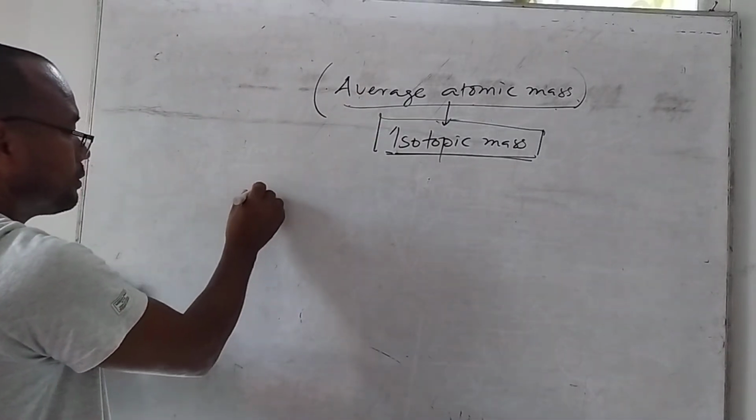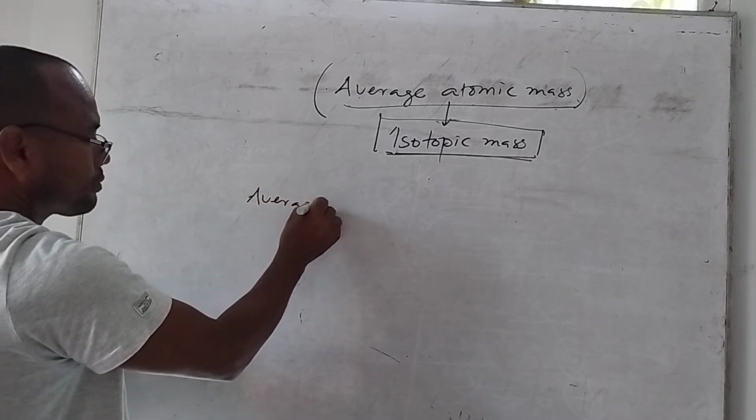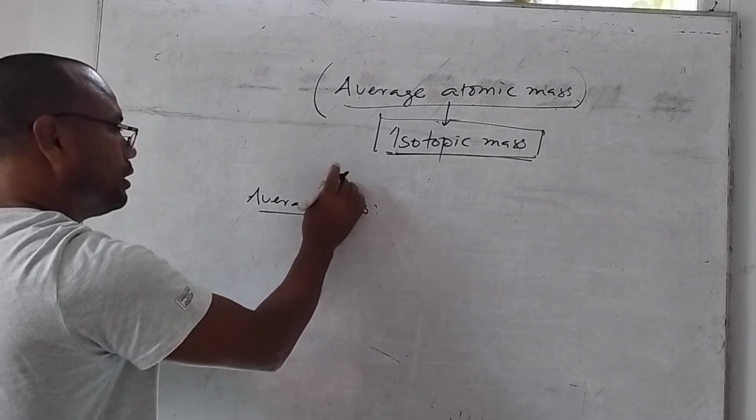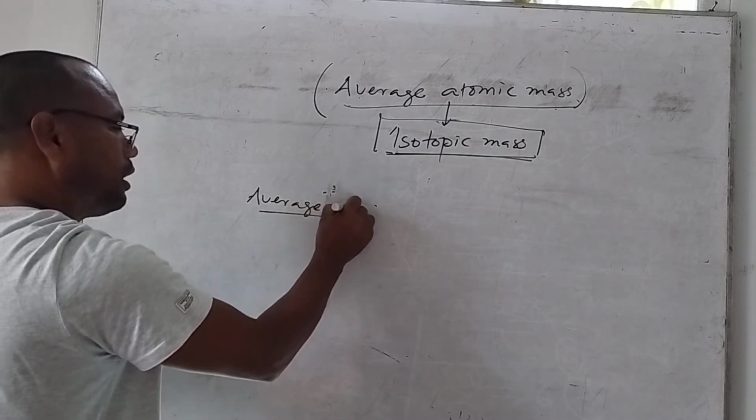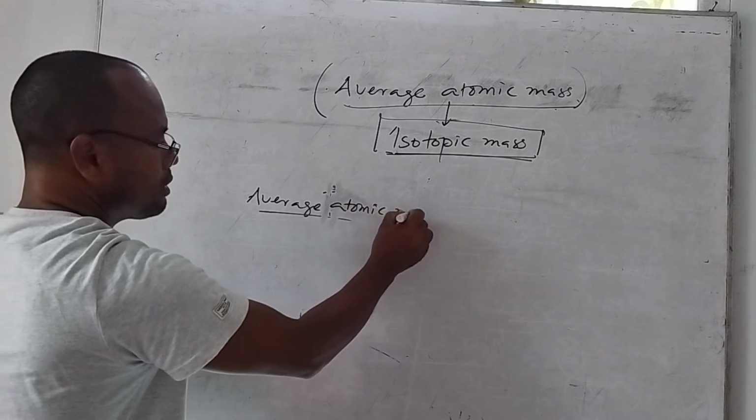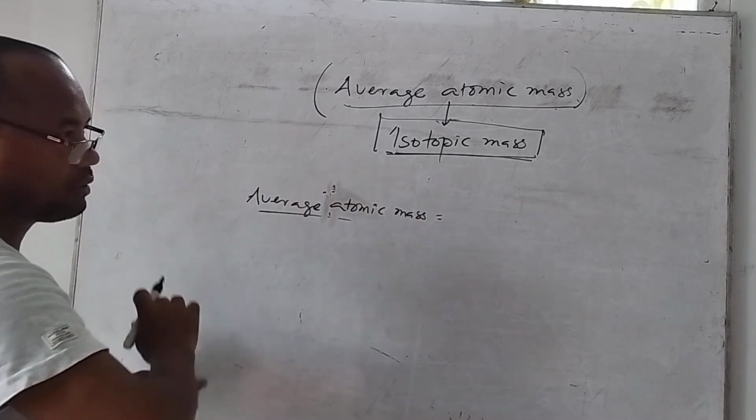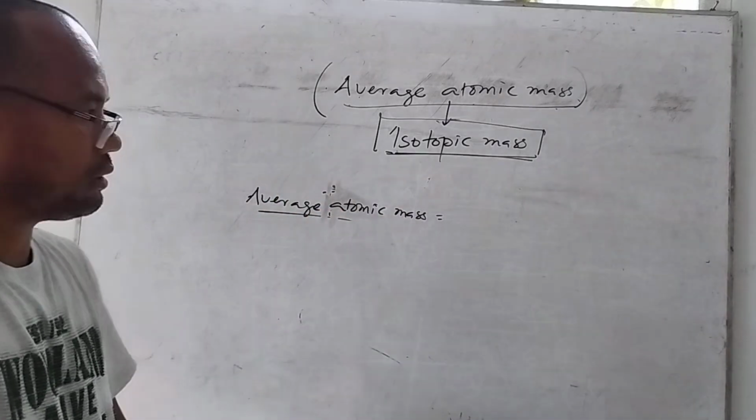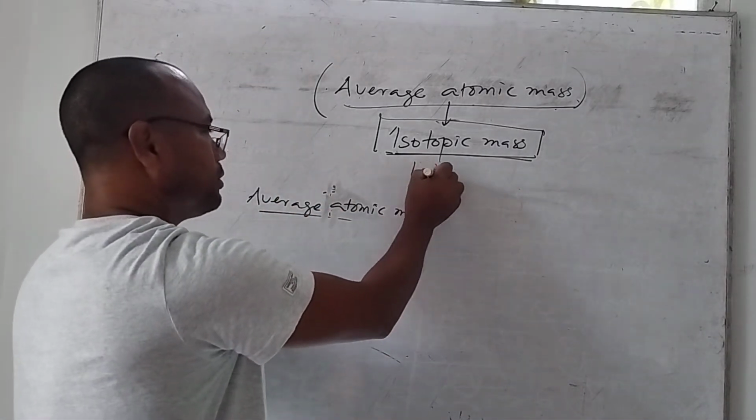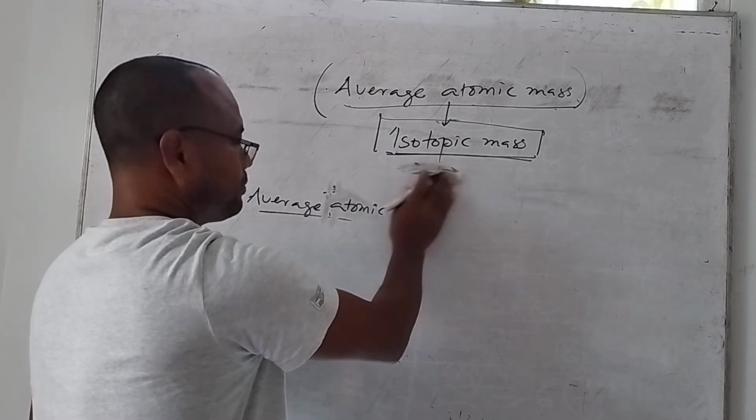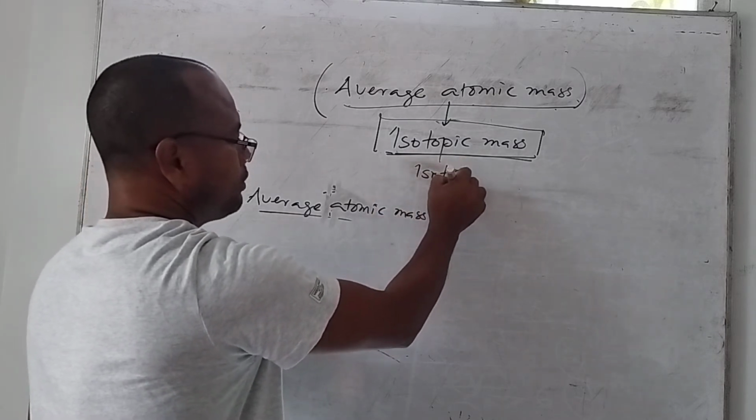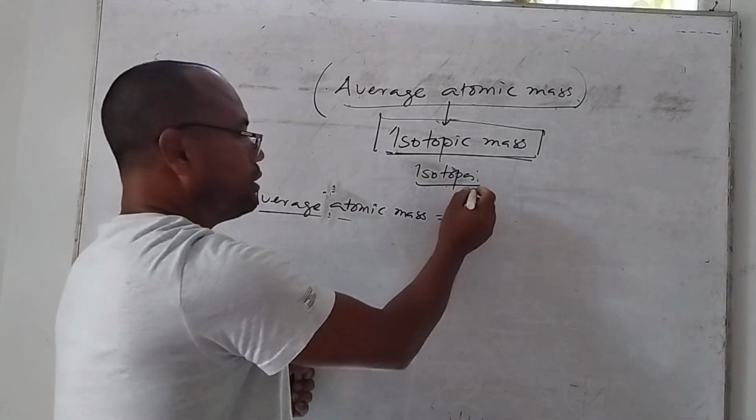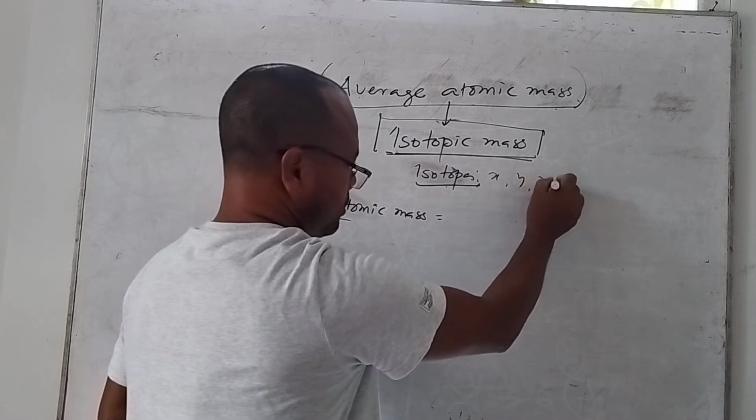Average atomic mass. How do we calculate it? Please understand, I am going to write something. I write the isotopes of an element. How many isotopes are given here? I write X, Y, and Z.